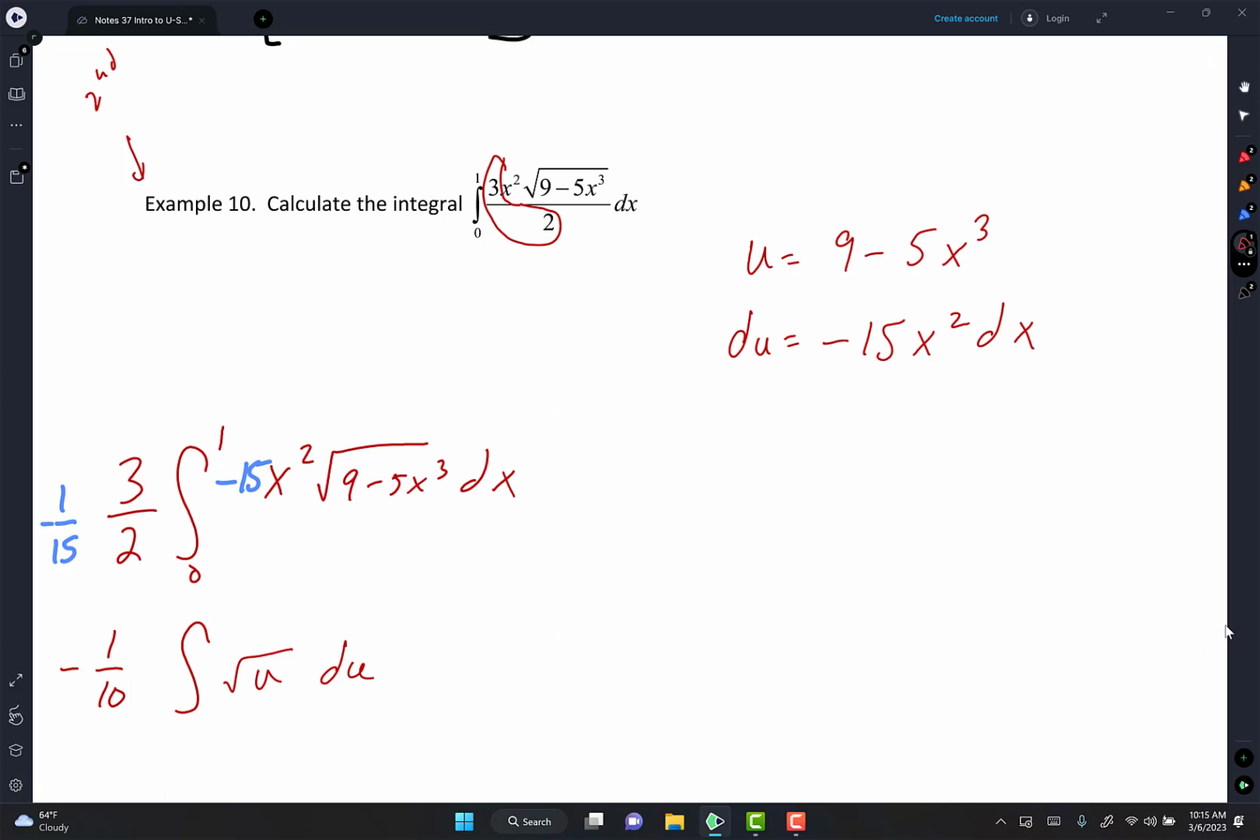So here we go. Oh, we're not ready yet. Almost. I need limits. When x is 0, what is u? Do you see how we did that? When x is 1, what is 5 times 1 cubed is 5. 9 minus 5 is 4. There it is.